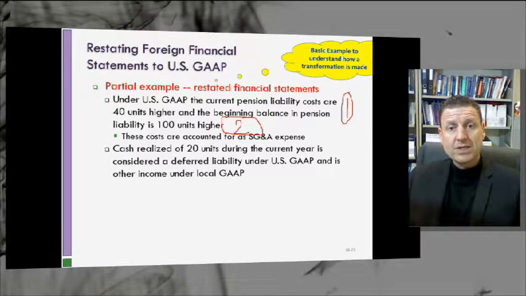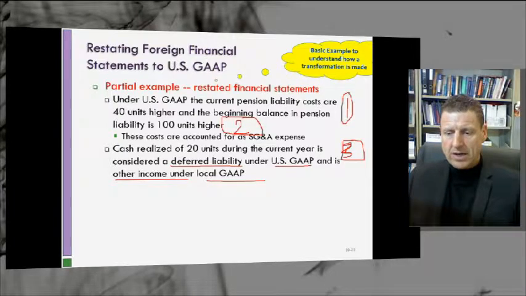Next, cash is realized of 20 units during the current year. It's considered a deferred liability under US GAAP and is other income under local GAAP. So therefore, you're going to have to change the recognition of this income. We will call this number 3. So there are 3 items here. And basically, income has gone down by $160. How do we know that? 40 plus 100 plus 20 in this translation.